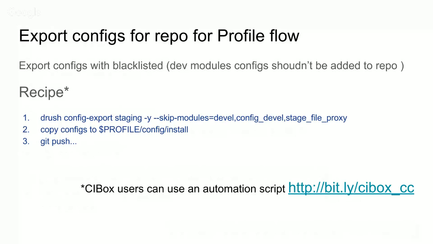Also, we've created a script that can do this automatically. There is a list of blacklisted configs that you don't want to use in your flow, and they will be automatically excluded during copying to the profile config install folder.